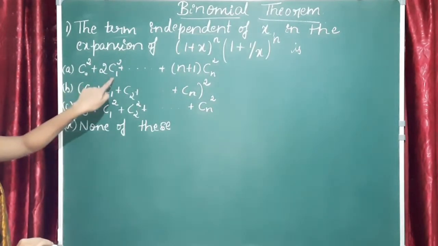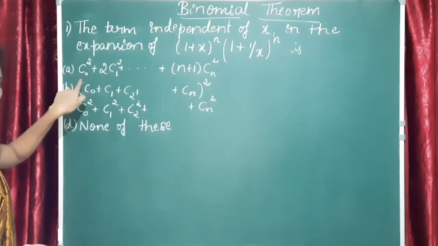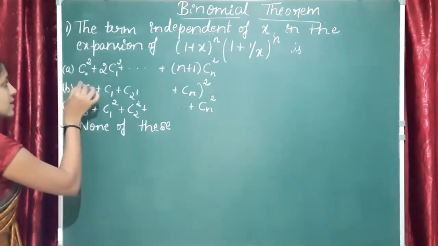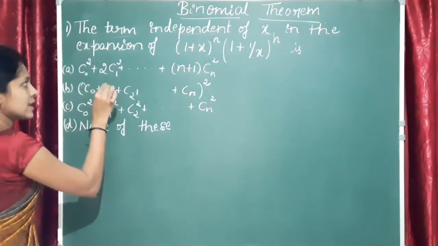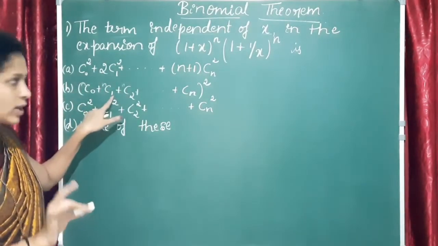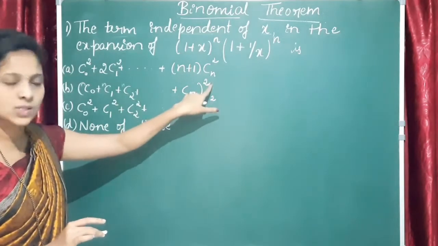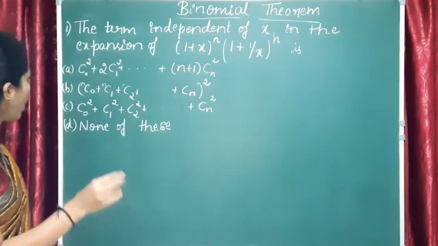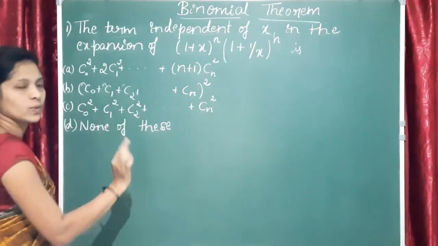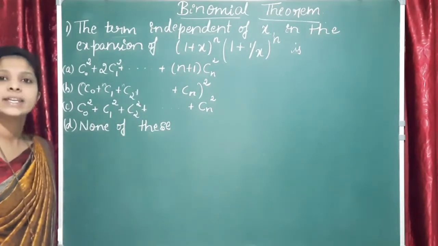C0 square plus 2 C1 square. You know this is a combination. Or C0 plus C1, C0 C1 is nothing but this is NC0 plus NC1 plus NC2. Simply we'll write this as C0 plus C1 till Cn whole square, so it will be NCn. Or C0 square plus C1 square, C2 square till Cn square. Or the last option is none of these.